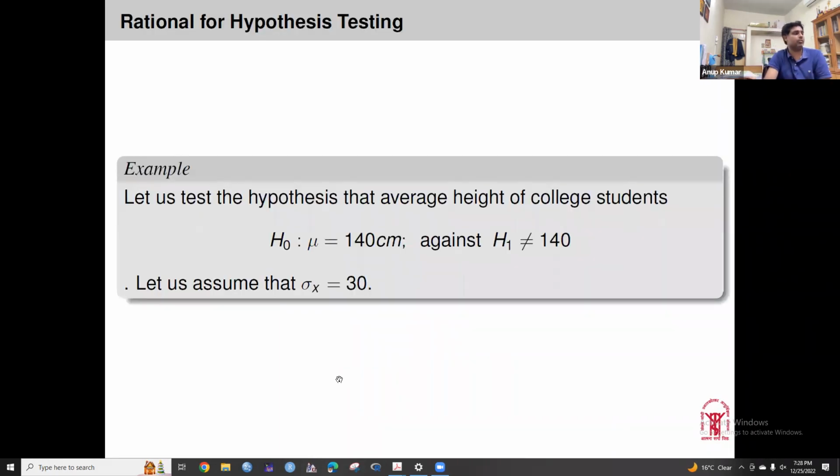So take this example. If you want to test the hypothesis that the average height of the college student is 140 centimeter, against that it is not equal to 140 centimeter, and the standard deviation sigma is 30. In the first example which I have taken, you simply wanted to estimate the average height, but now the problem is different. Now you want to test if mu is equal to 140 centimeter against mu is not equal to 140. Okay.